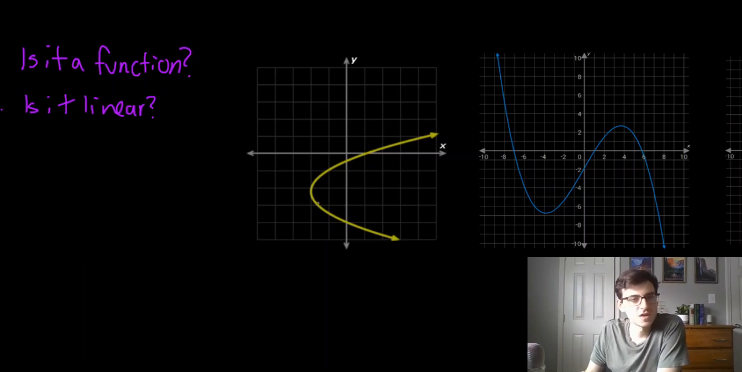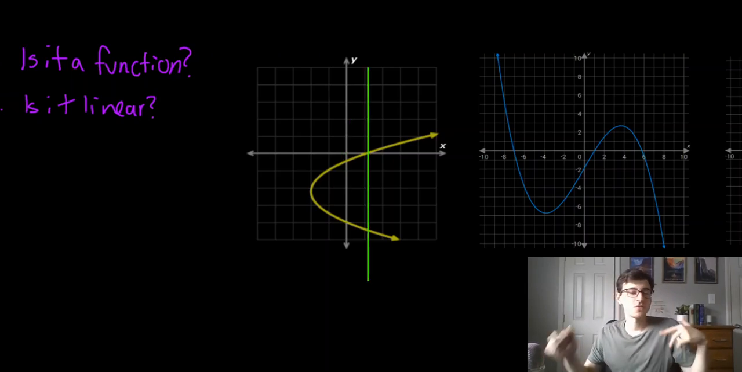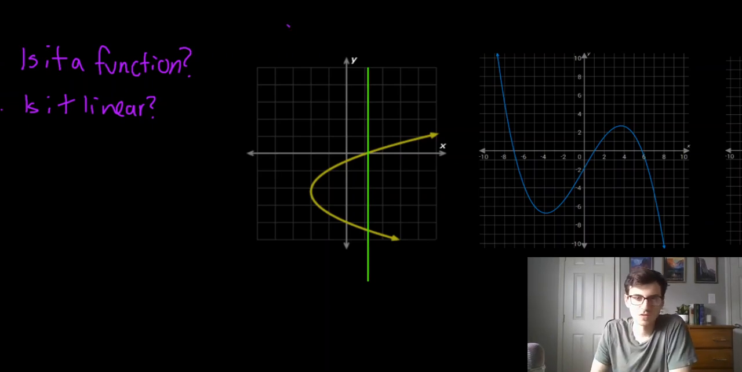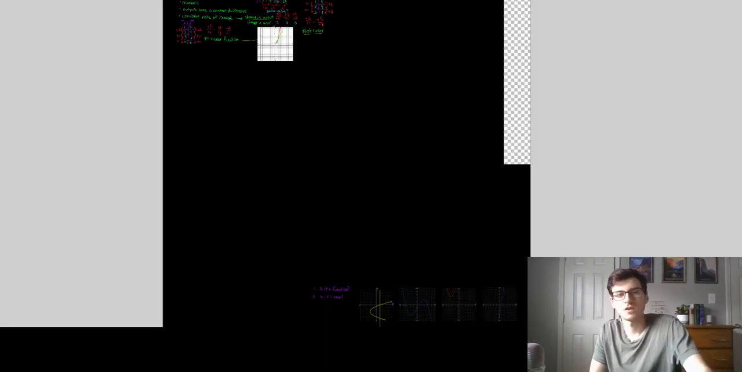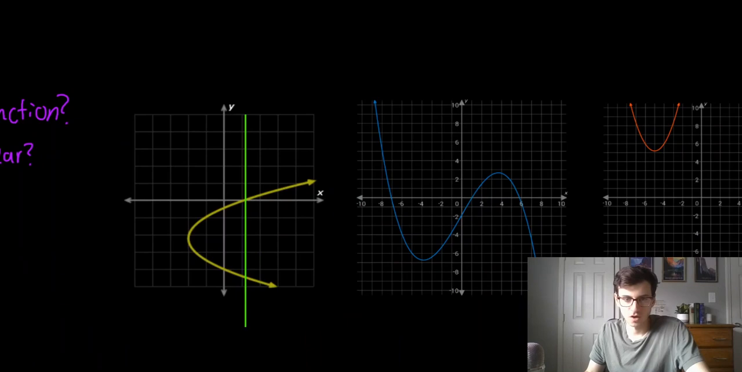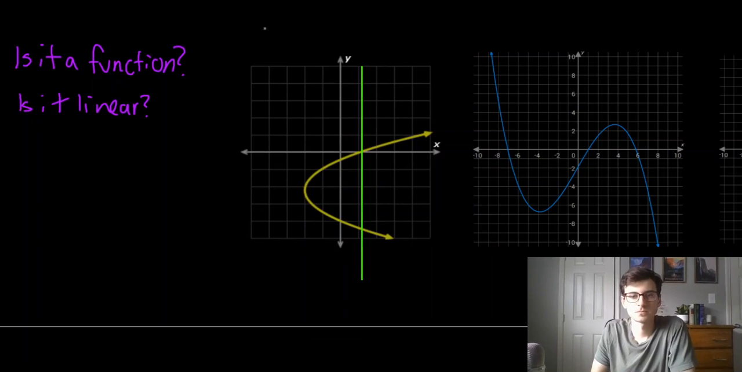So here, is this a function? Well, remember, we can use the vertical line test. And if my vertical line hits that graph at 2 points, it's not a function. So this one's not a function. Sorry that you saw behind the curtain there for a second. This one's not a function, so it can't be a linear function.